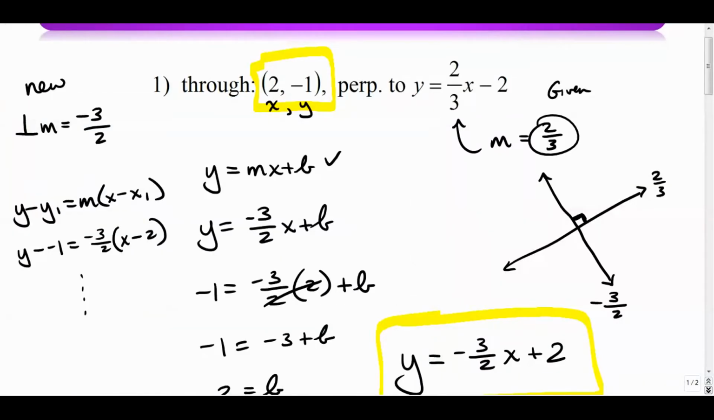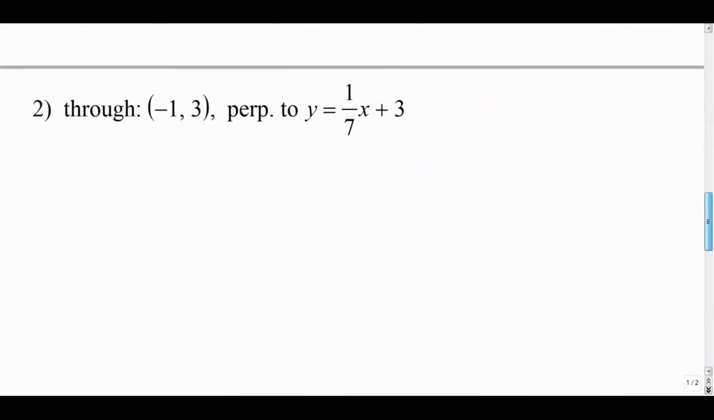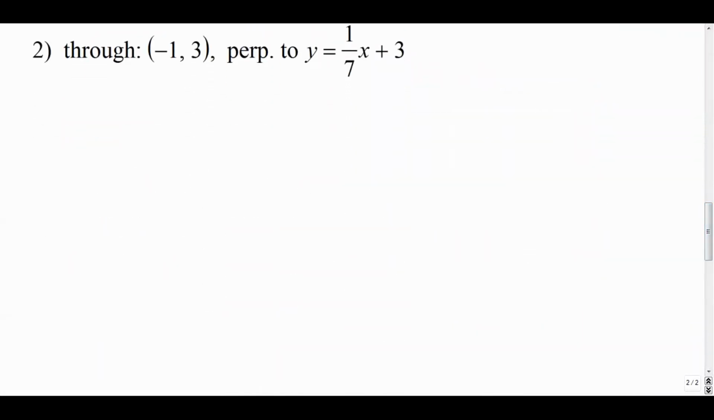All right, that was number 1. I wrote a line that's perpendicular to this one, and it goes through this point. Number 2. Through this point, and it's perpendicular to 1/7 x plus 3. So my given slope is 1/7. My new perpendicular slope, my 90-degree slope, if you will, is flip it over and change its sign. So -7/1 or just -7.